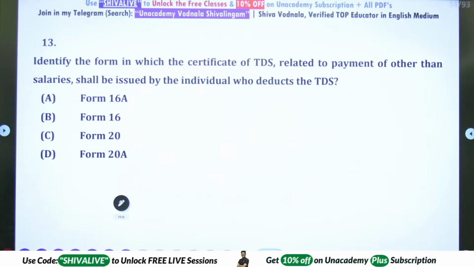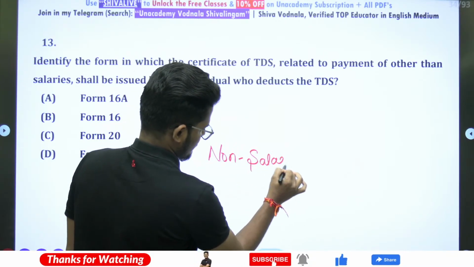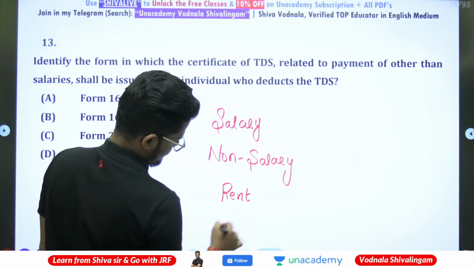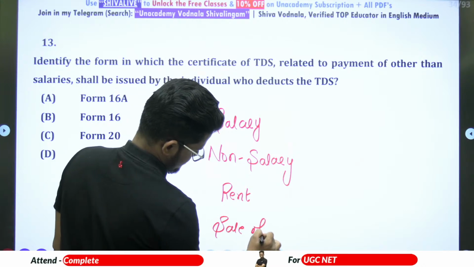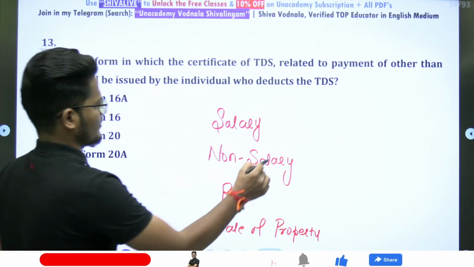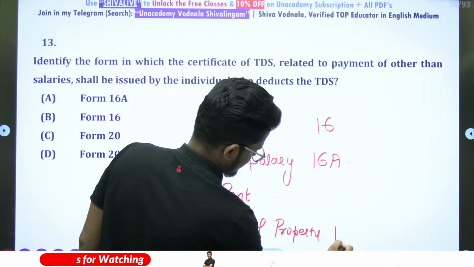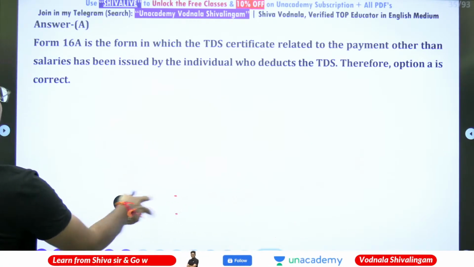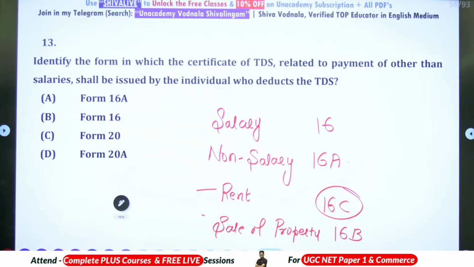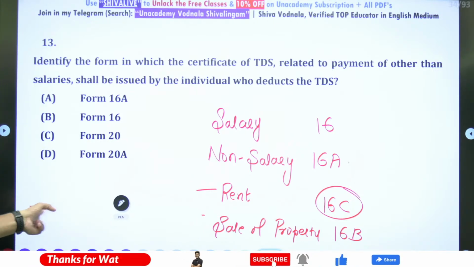Identify which TDS certificate is related to payment other than salaries. So there is non-salary. Four forms: salary, non-salary, payment of rent, sale of property. Salary will be Form number 16. 16A for non-salary, right? And here 16B for building. 16B for what? I think rent. B for building. 16C for rent, if I am not wrong. C for rent, payment of the rent, 16C. Correct? Property, C rent. Total 4 TDS certificates. Next.